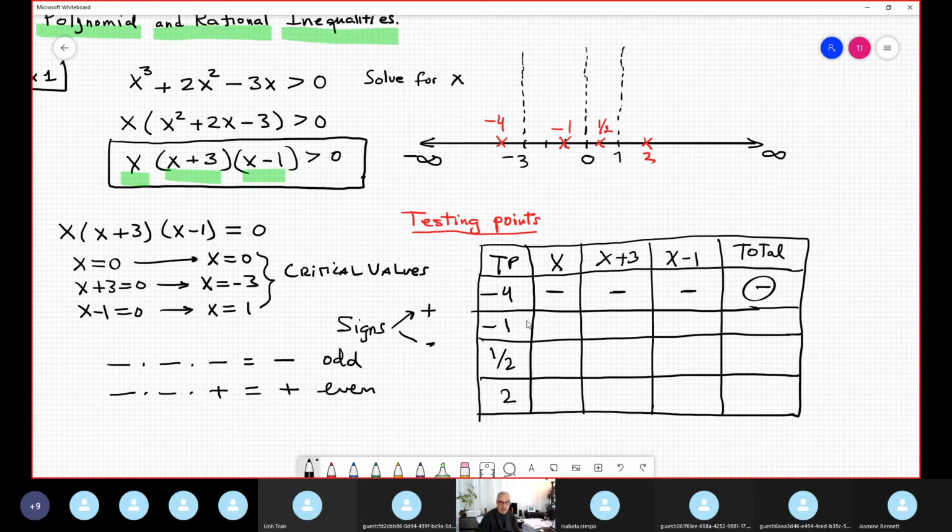Let's continue. -1 is obviously negative. -1 plus 3 is obviously 2, positive. But I don't care about the value. I care only about the sign. Yeah, I put positive here. And -1 minus 1 is -2. Is this negative? Is this negative? Okay.